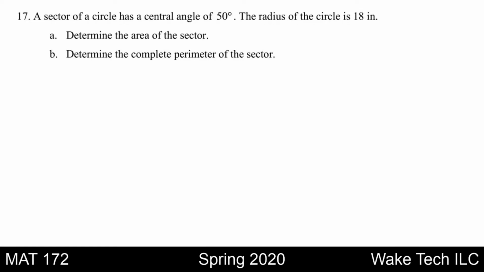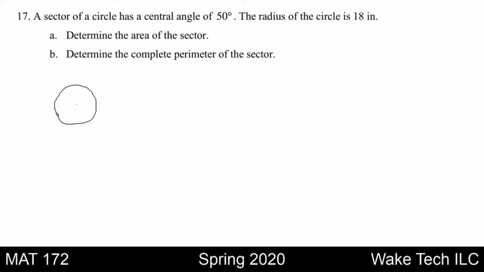To determine the properties of a sector of a circle, I like to think of it in terms of the entire circle, and then just multiply by a proportion. So for instance, in part A, we're asking for the area of the sector. Let's draw a picture to try and visualize what we're talking about.